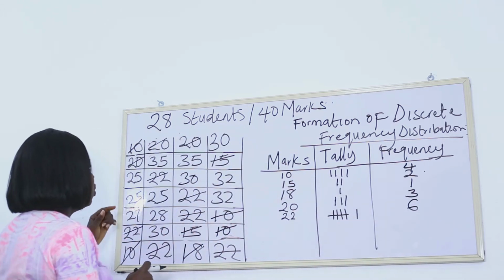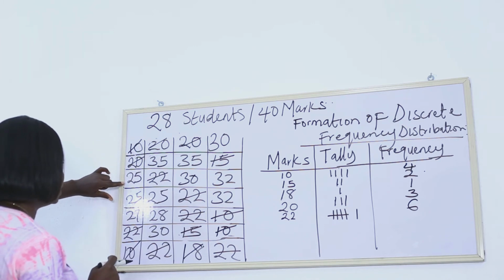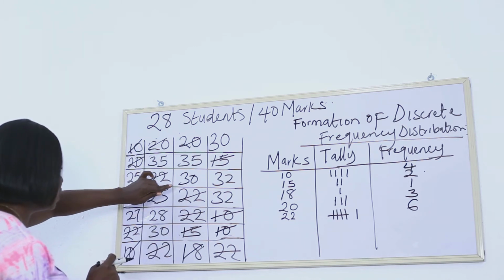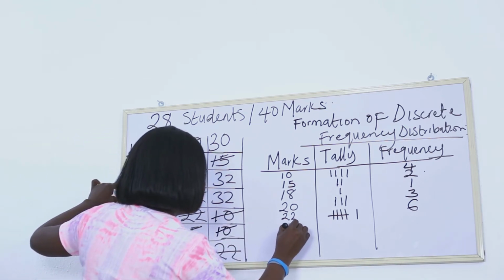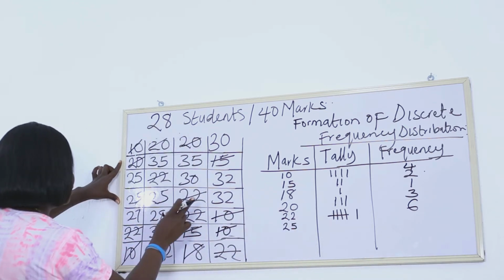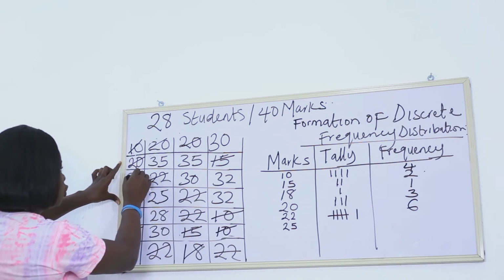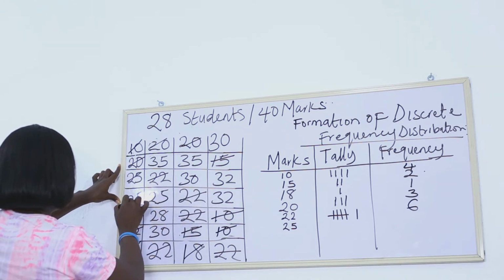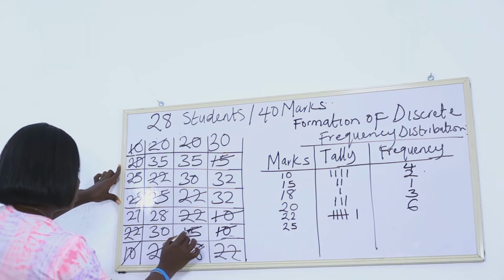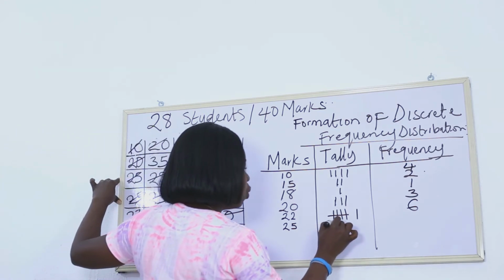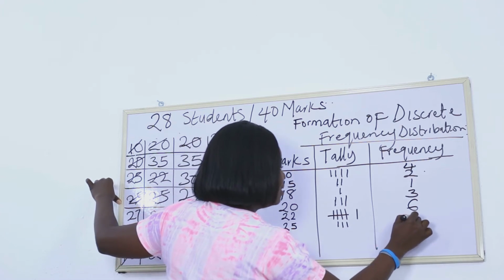Then the next value after 22 is 25. So I come here and write 25. How many times has 25 occurred? This is the first 25 I'm seeing, then 2, 3. 25 has occurred 3 times. So I come here 1, 2, 3 and write 3 here.